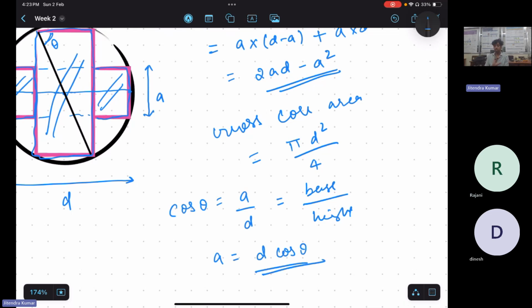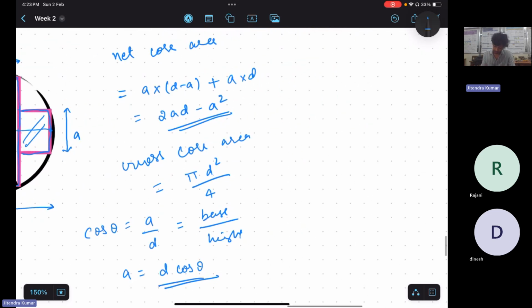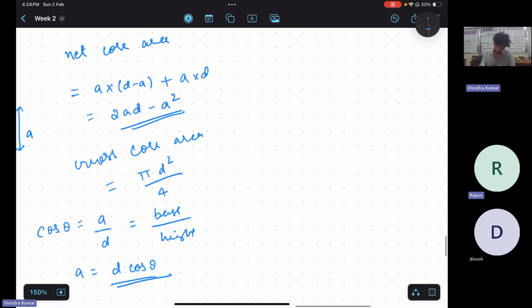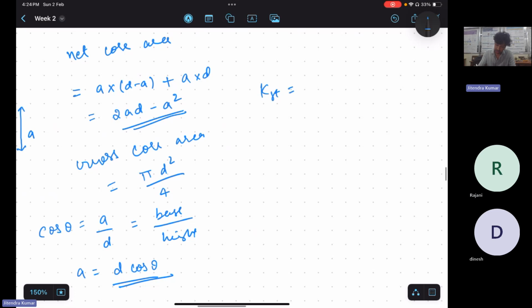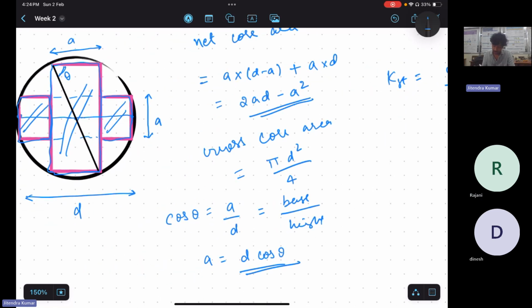If you go through the lecture, you will find it. But even though I am explaining here, these are the manipulations that have been done for calculation of the stacking factor. Now you just plug in there: the stacking factor is net core area, which is 2AD minus A square, divided by gross core area, which is pi D square by 4. Is there any doubt in this trigonometry, A equal to D cos theta, or at any point?